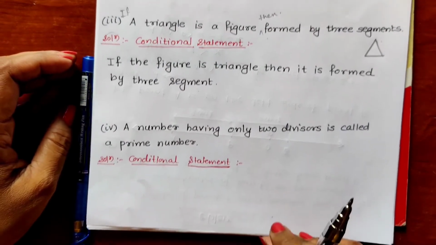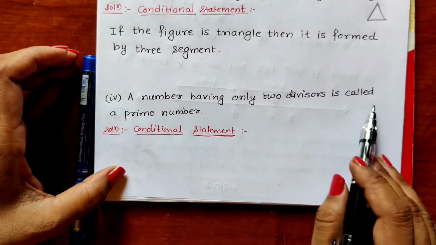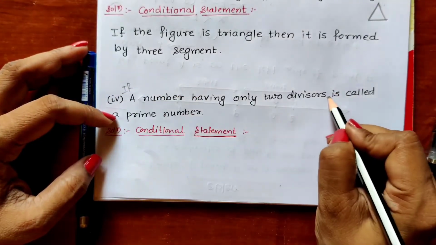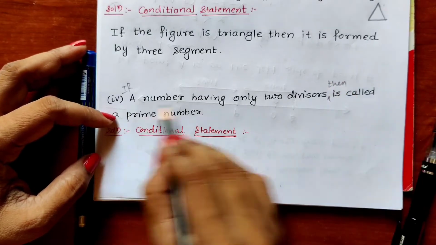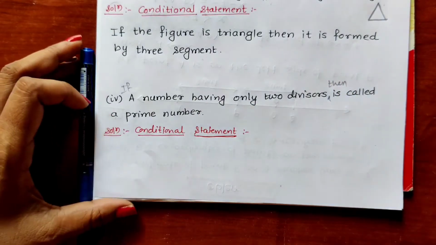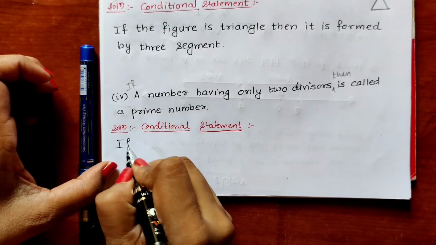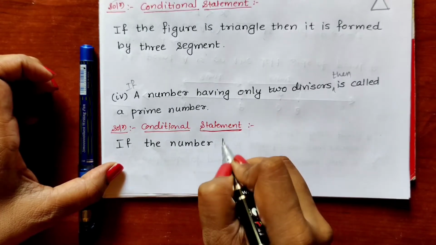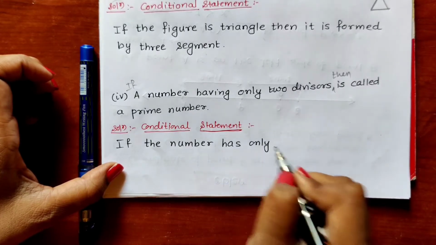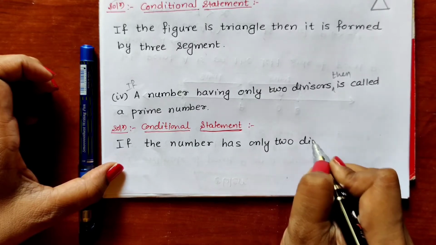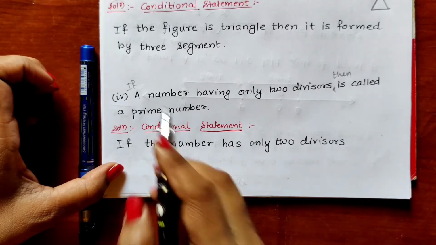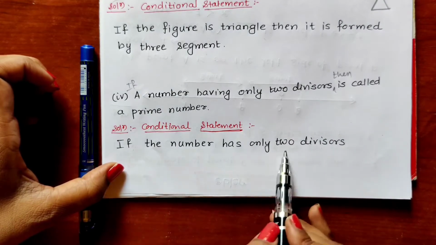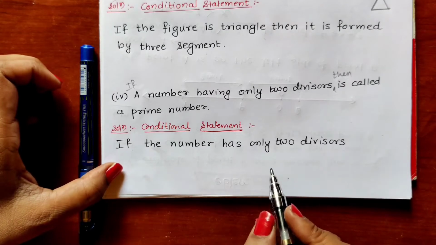Now let us see the fourth one. The number having only two divisors is called prime number. So if, and before that we can write then, and then we can make it meaningful. If the number has only two divisors. Okay, if a number having only two divisors, so we should write properly, if the number has only two divisors. English grammar we have to check properly.